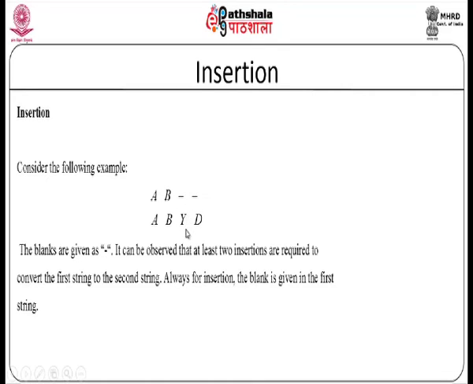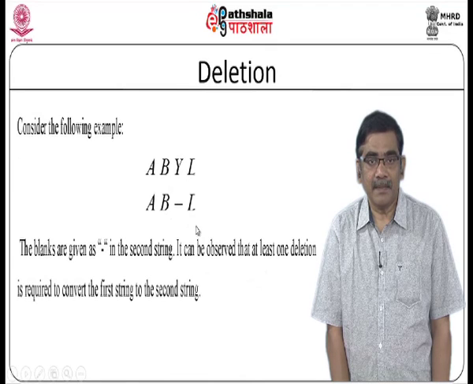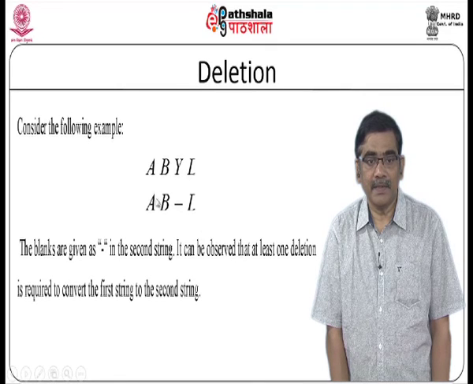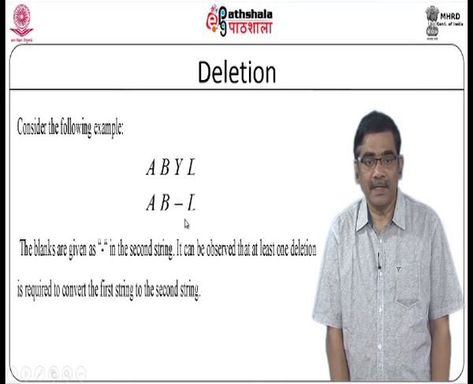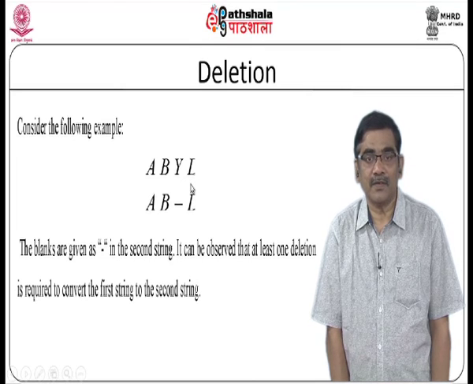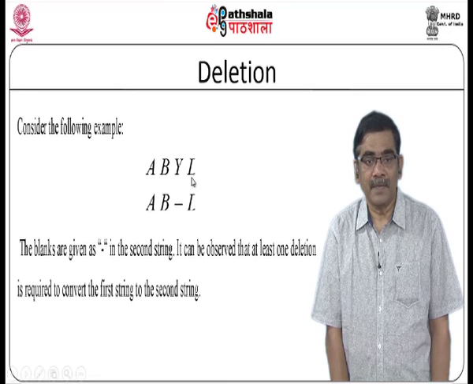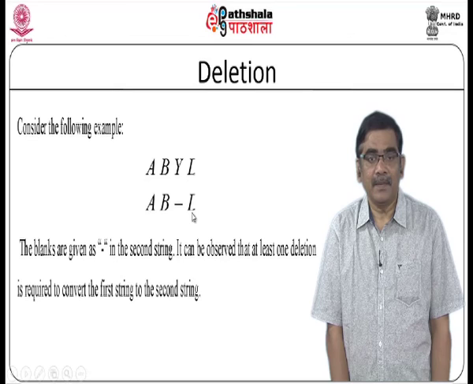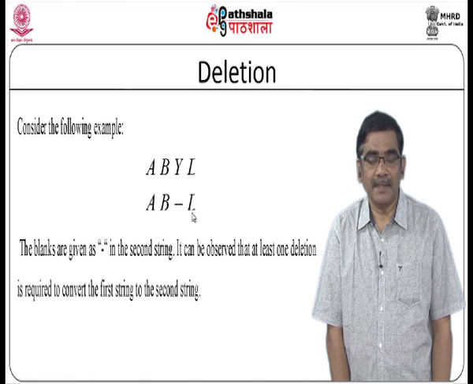to ABYD. Similarly, this is the example of deletion. You see Y is missing in the second string. So, deletion means we have to delete Y so that both the strings are similar. If the cost is 1, then with the cost of 1 this string can be transformed to this. In other words, the logic is very simple.